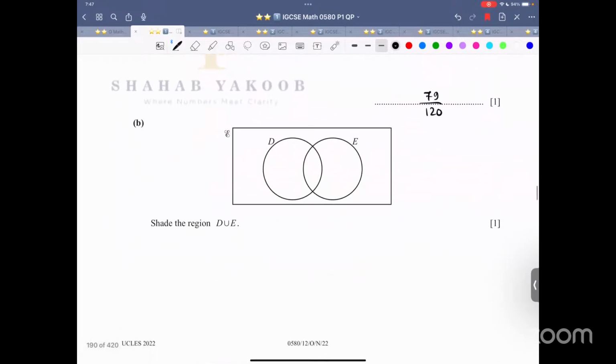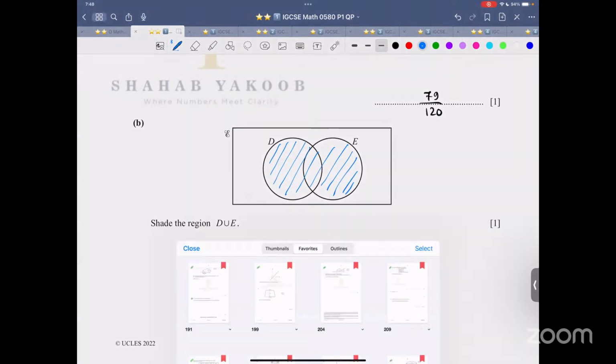Now over here, shade the region D union E. I think that's pretty basic. So the union thing is take all without repetition. So just stay within the 2 circles. That is D union E. Let me remove this thing.